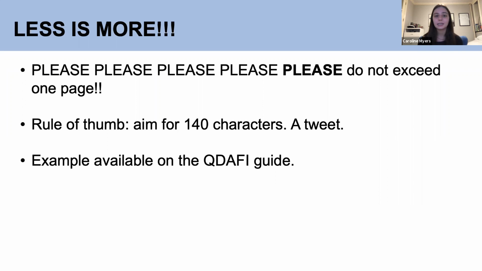We're here to teach you this method because it is such an invaluable method. I have been doing this, like I said, for 6 years. I use it for absolutely everything. When I go to conferences, I'm using the QDAFI method. When I'm doing a literature review, I'm using the QDAFI method. So this is really for your benefit, and we're here to help.